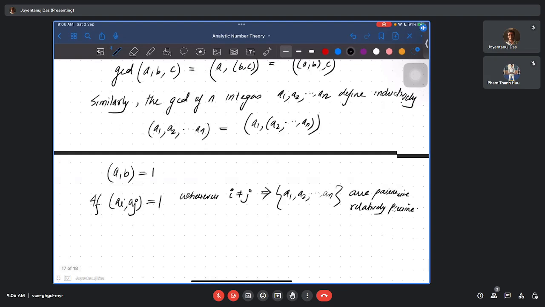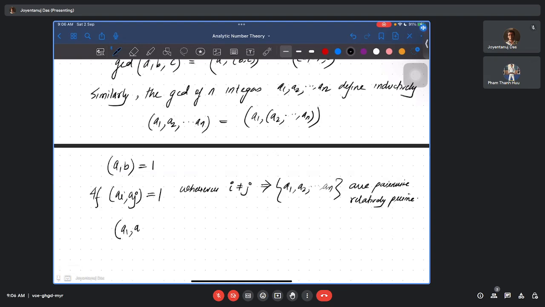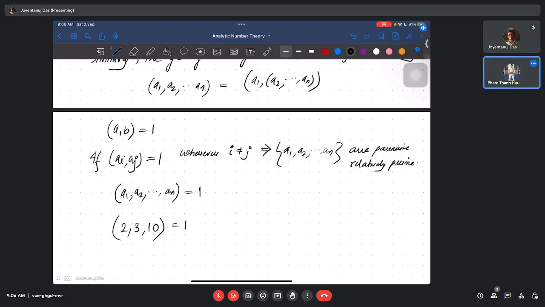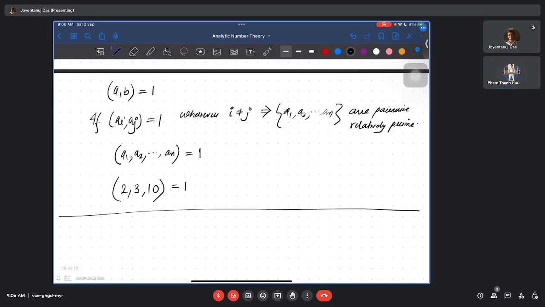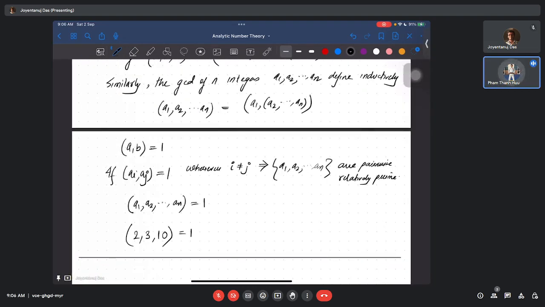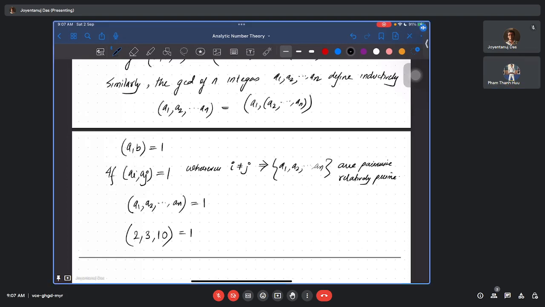Okay, so that is different from saying that the whole GCD of A1, A2, up to An is 1. These two things are not the same. For example, if I take 2, 3 and 10, their GCD is 1, but they are not pairwise relatively prime because 2 and 10 are not. So relatively prime and pairwise relatively prime are different. That is what I'm saying.